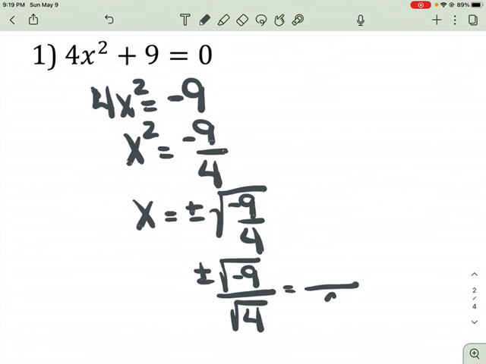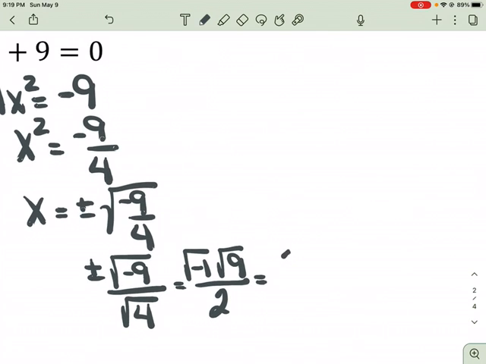The bottom is not a problem. The denominator is 2, no big deal. But we have the square root of -1 and the square root of 9. The square root of 9 is 3, and then the square root of -1 is i, plus or minus. And then we have the 2.